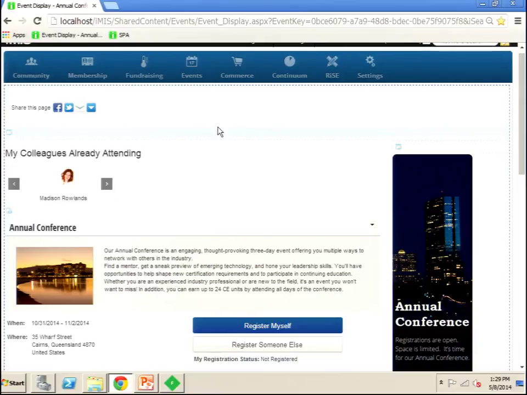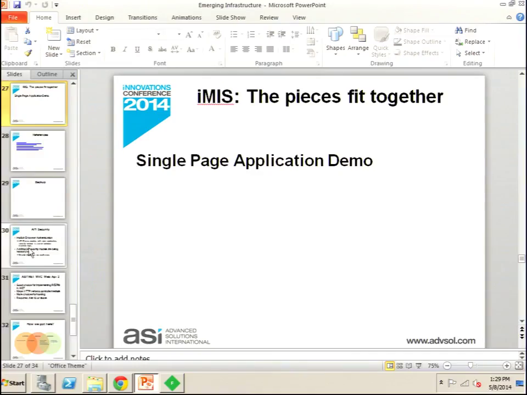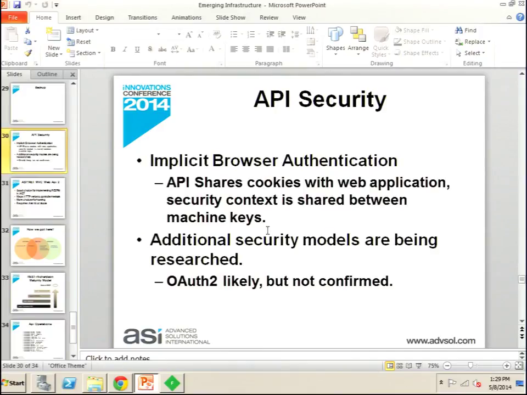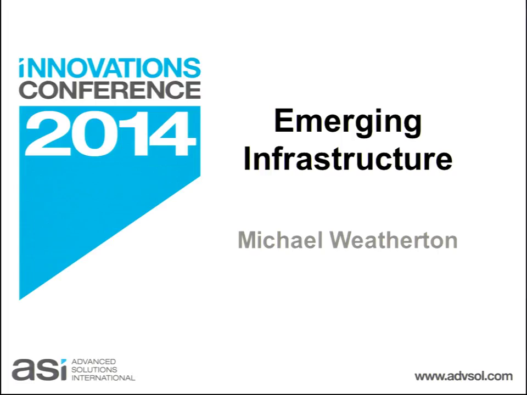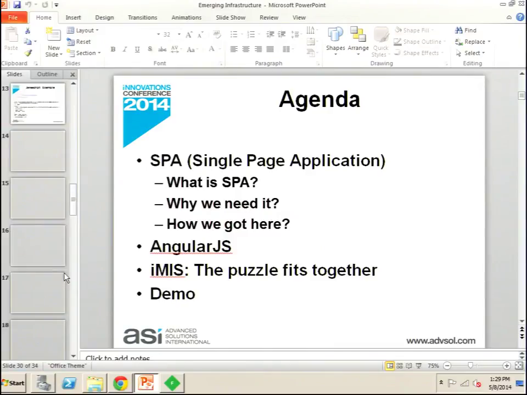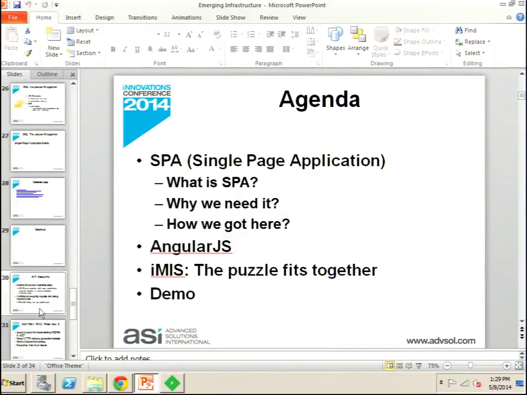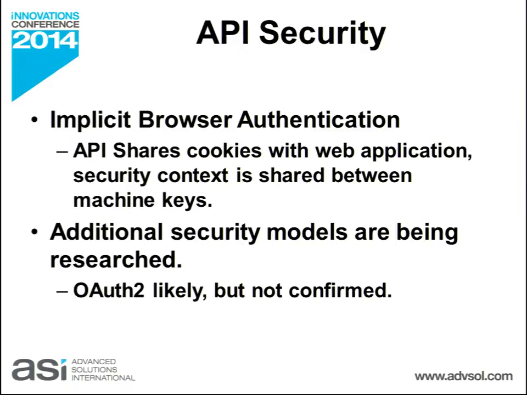And so right now it uses something called implicit browser authorization. And more or less what that means is that cookies are shared between them. Excuse me, let me get this slide up. So since ASI Scheduler, as I mentioned, is hosted in the same IIS web application stack, we're able to share cookies between them by sharing machine keys. So essentially, anytime you log in or authenticate with the application, it has a way of sharing that same forms authentication with the API.